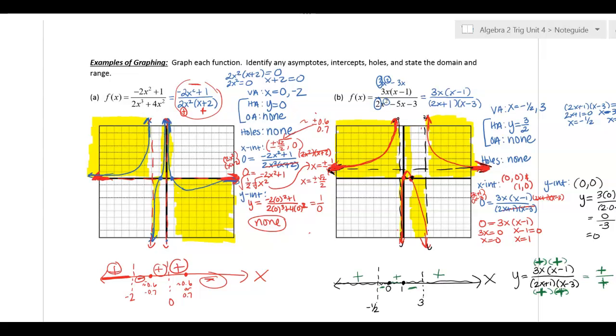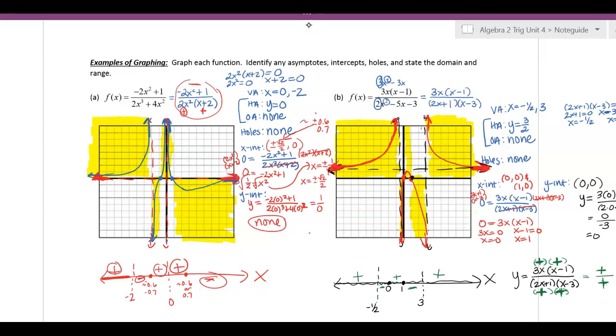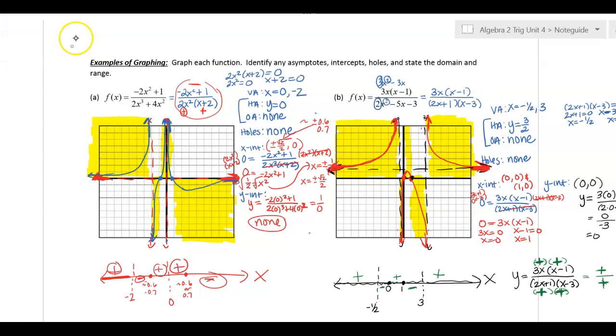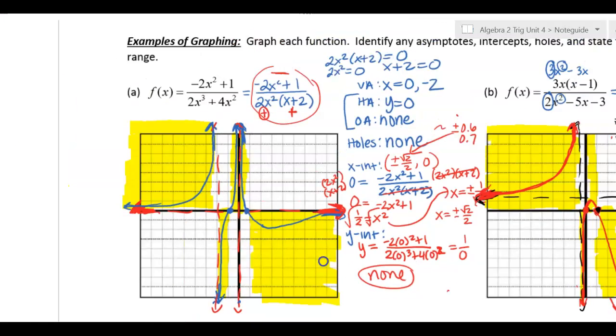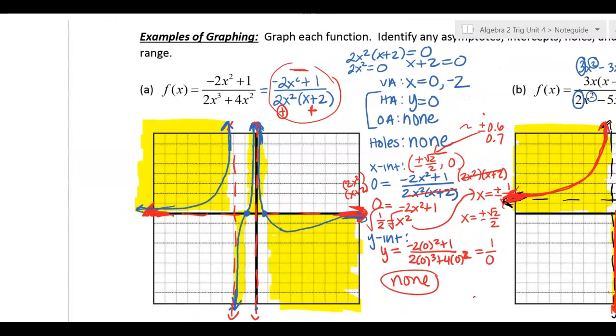weren't quite sure about, and then we're going to talk about domain and about range, okay? So the first graph we did in class together, right? This guy here, part A. Okay, so we found all the stuff, we marked all the stuff, we went through the analysis.